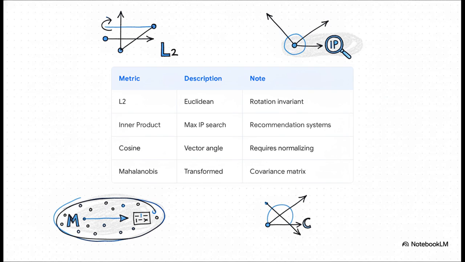You've got the classic L2 Euclidean distance, basically a straight-line geometric measurement. There's inner product, which is a heavy lifter in recommendation systems like Netflix or Spotify. Cosine similarity measures the angle between vectors, treating them like arrows pointing out from a center origin. And then there's Mahalanobis, which actually calculates distance in a transformed space based on how your data is distributed.